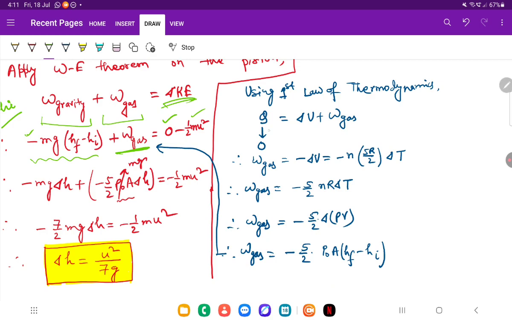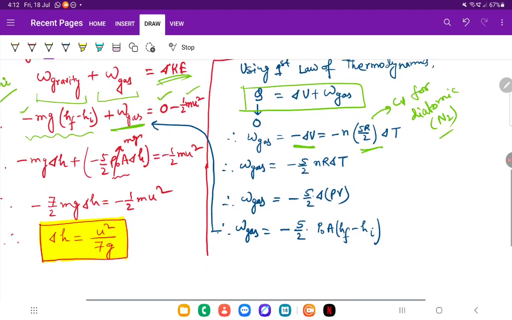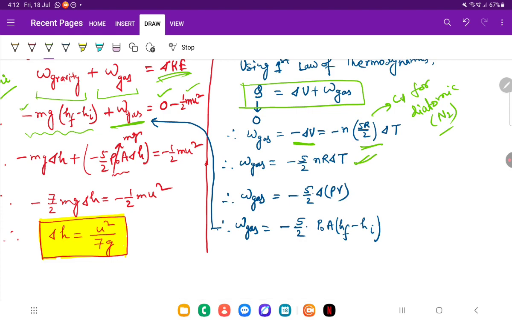So the first law of thermodynamics is obviously valid, because this comes from the energy conservation principle. This is irrespective of reversible or irreversible. And as Q is given to us as 0, we'll have work done by gas equals minus delta U, the change in internal energy of the gas, and that will be nCv delta T. This is the Cv for diatomic, as nitrogen gas was given to us. N2 is diatomic, 5R by 2. So this comes out as minus 5 by 2 nR delta T, and again PV equals nRT.